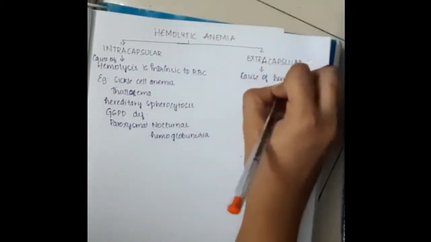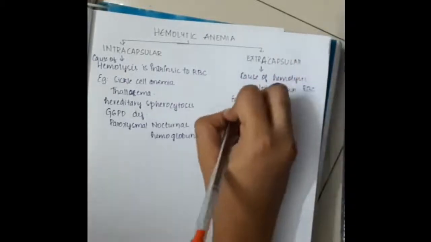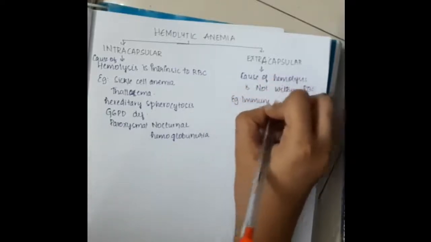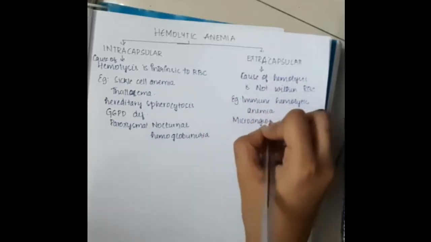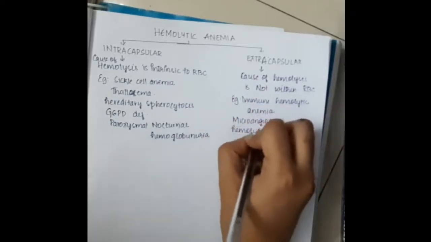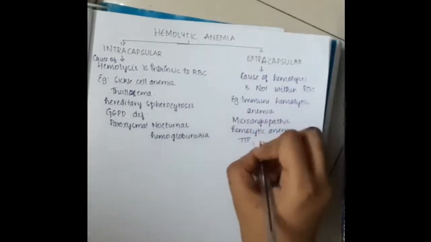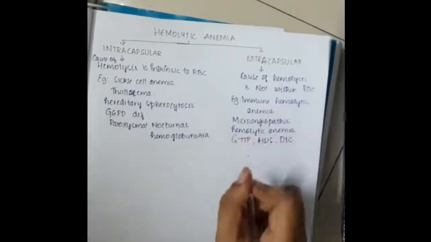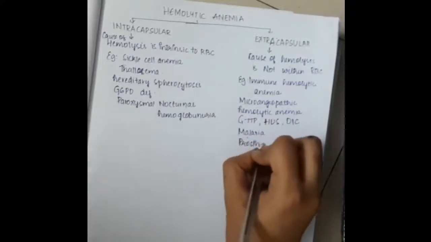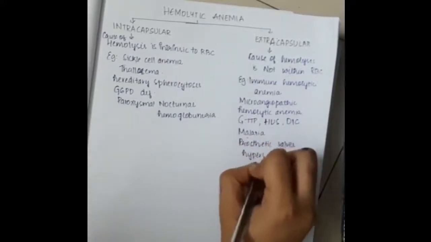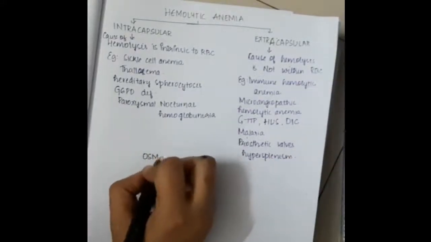In extracorpuscular hemolytic anemia, the cause of hemolysis is not within the RBC. The examples are immune hemolytic anemia, and microangiopathic hemolytic anemia, which includes thrombotic thrombocytopenic purpura, hemolytic uremic syndrome, and disseminated intravascular coagulation. It also includes malaria, prosthetic valves, and hypersplenism. So these are the two causes of hemolytic anemia.